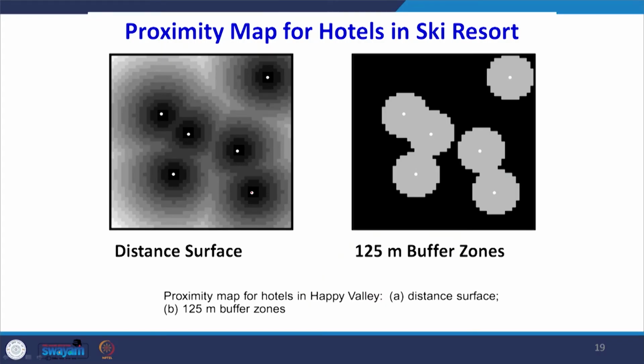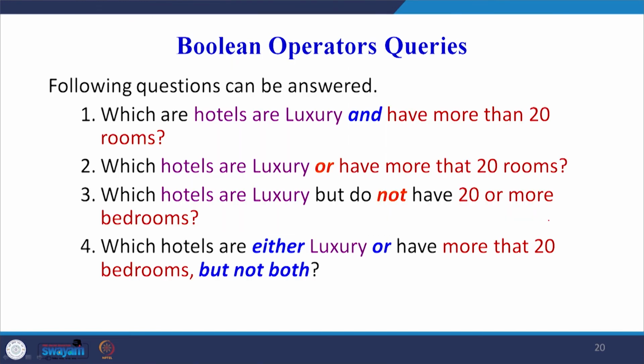Now this is a distance buffer. The white dots indicate the locations, and I am creating 125-meter distance buffer zones around the hotels. So that is the proximity map. What is in the proximity of the hotel? What are the different features? What are the different sightseeing places available in the vicinity? That can be created. So these Boolean operators are very helpful for making queries.